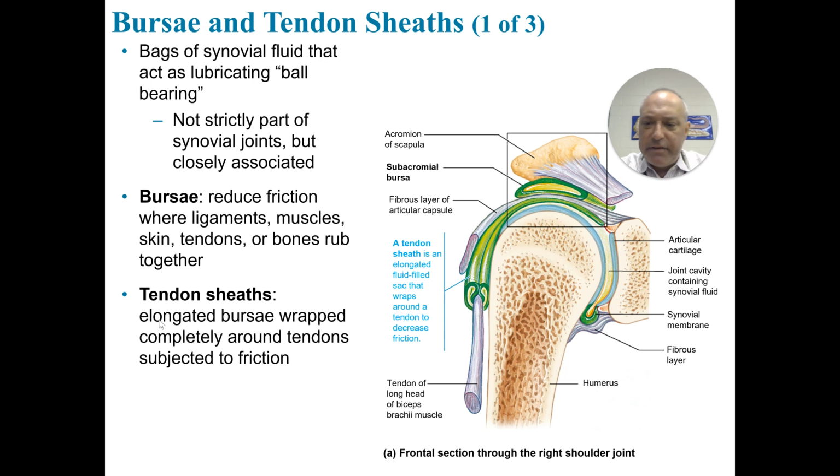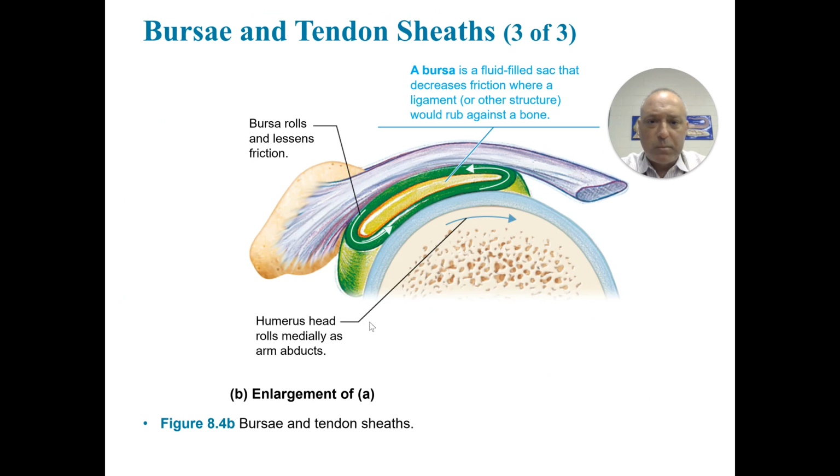And then there are tendon sheaths, which are elongated bursae wrapped completely around the tendons, and this is an area that will be subject to friction. Ball and socket is a common location for these tendon sheaths. So these are elongated bursae. Okay, just a closer picture of the subacromial bursa.